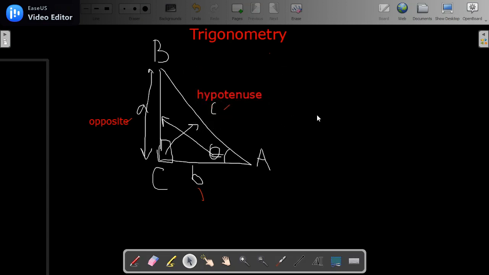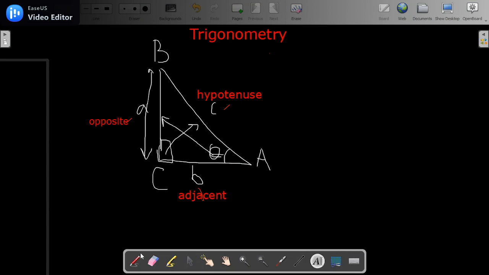So what is the remaining side? The remaining side is the adjacent. So where is the remaining side? You should know that, because here is the remaining side. B is known as the adjacent. The adjacent. Okay, now that's good.